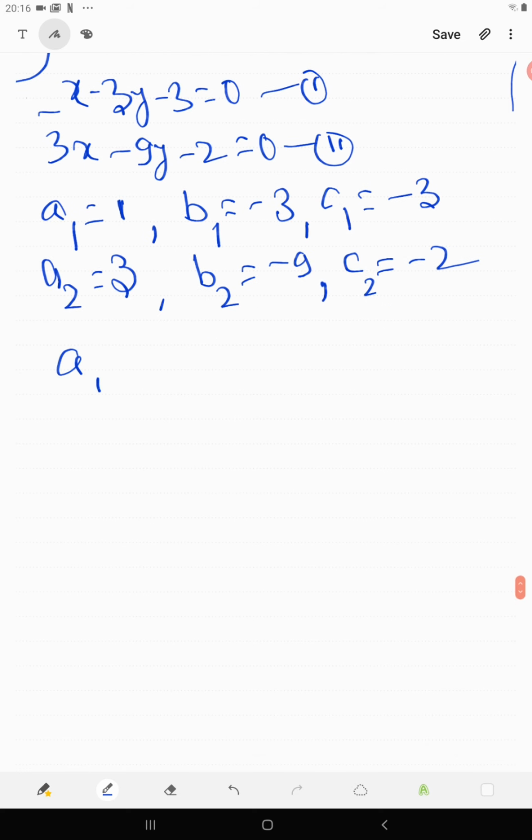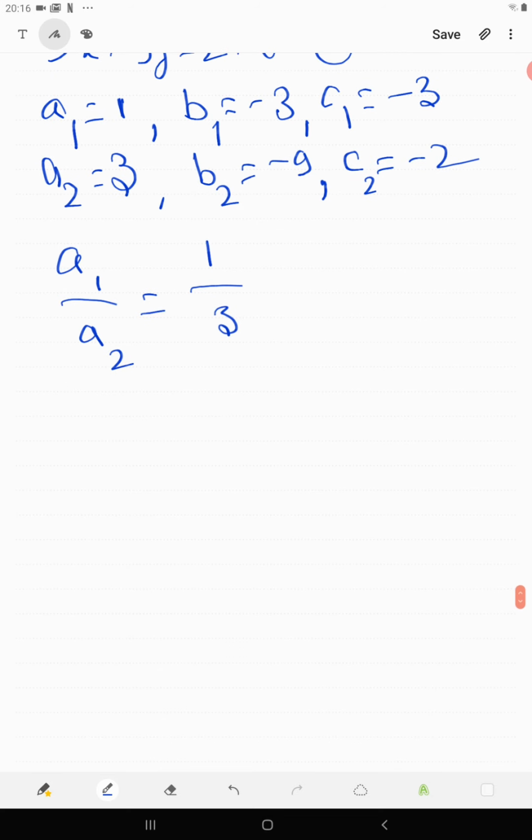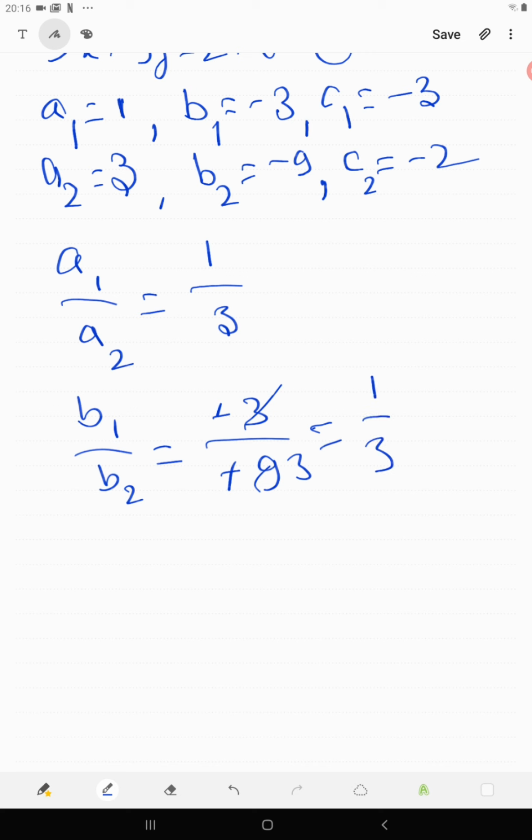Now we need to find first a1 by a2. So a1 by a2 equals 1 by 3. Okay. Now b1 by b2. This is equal to minus 3 by minus 9. We are simply putting it, minus minus cancel out, 3 3s are 9. So we got 1 by 3. Okay. Now c1 by c2 equals minus 3 by minus 2. So we are taking from here, so don't worry about it. We have a1 b1 c1, a2 b2 c2.